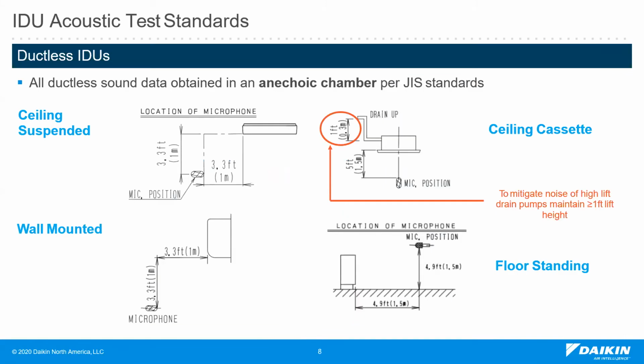Now, all the data obtained from ductless units is obtained from the anechoic chamber, where a specified position of the microphone is determined based on the type of the ductless unit. You can see here the positions of the microphone, whether it is ceiling suspended, ceiling cassette, wall mounted, or floor standing. You can see right here that each microphone has a different position relative to the indoor unit. The noise mitigation tip here is that it is recommended to maintain at least 1 foot of lift height for high lift drain pumps.